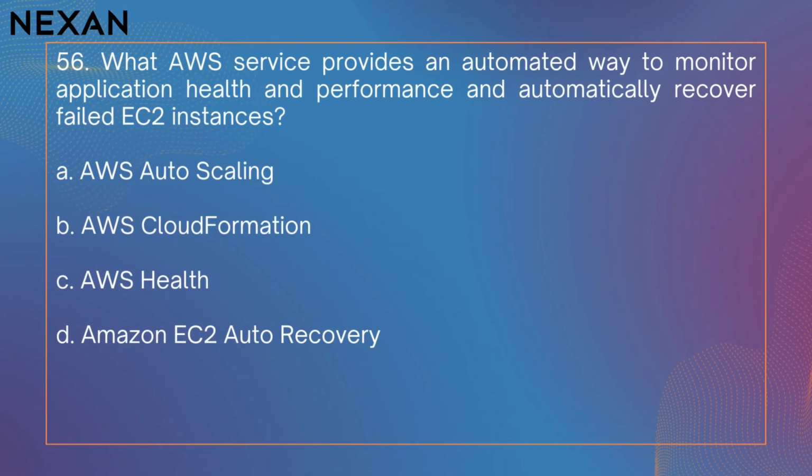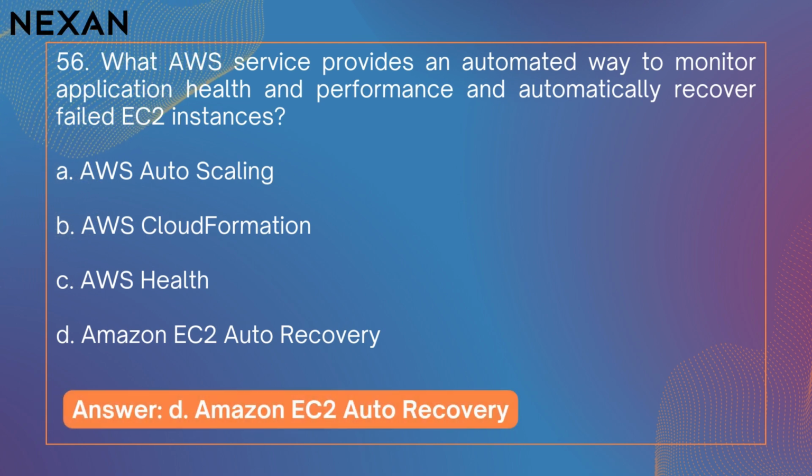56. What AWS service provides an automated way to monitor application health and performance and automatically recover failed EC2 instances? A. AWS Autoscaling. B. AWS CloudFormation. C. AWS Health. D. Amazon EC2 Auto Recovery. Answer: D. Amazon EC2 Auto Recovery.